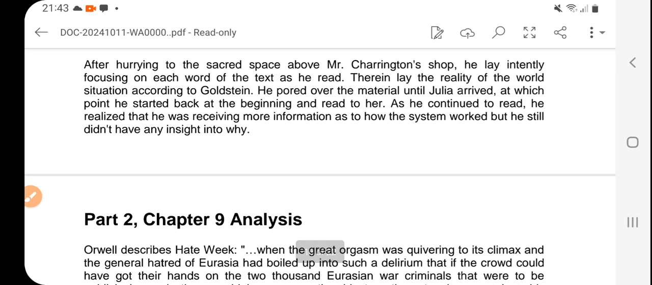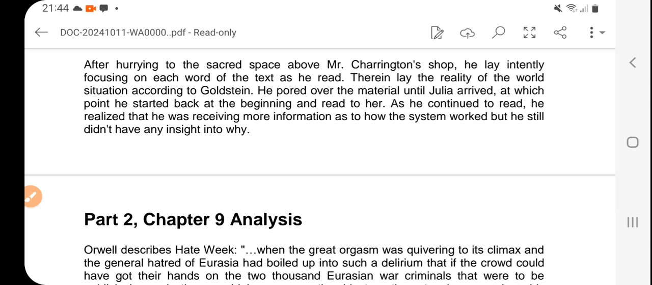After hurrying to the square space above Mr. Charrington's shop, he lay intently focusing on each word of the text as he read. Therein lay the reality of the world situation according to Goldstein, and he pored over the material until Julia arrived, at which point he started back at the beginning and read to her.